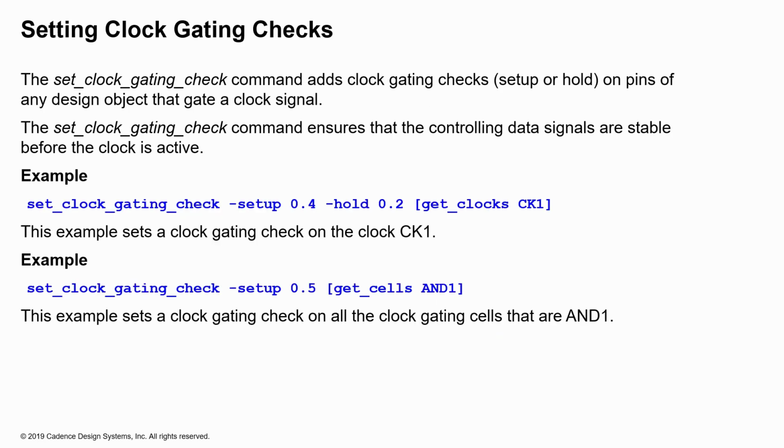You can use the set clock gating check command to set checks for setup or hold on the pins of any design object that gate a clock signal. Now, in the example shown, we are setting up a clock gating check of 0.4 for setup and 0.2 for hold. So it'll look for all the clock gating elements and ensures that these checks pass. Now, the clock gating checks are inbuilt in some of the EDA tools, and they look for these setup and hold values in the libraries themselves and make sure that those checks are performed automatically. And so therefore, you might not need to set these clock gating checks.